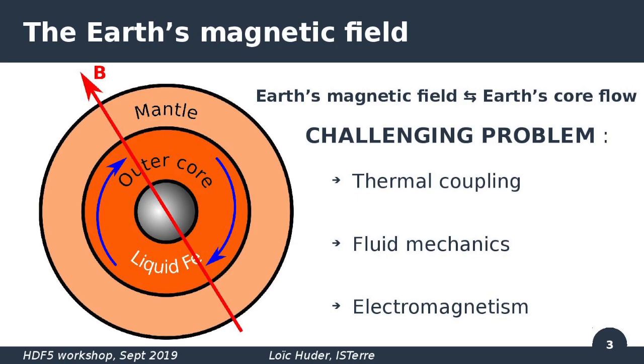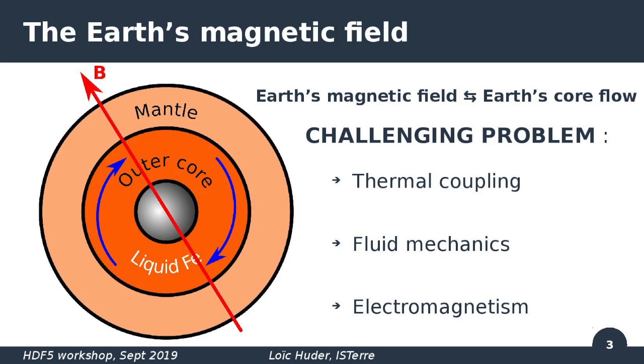And because this iron is conductive, it is carrying electrical current, and then it is generating a magnetic field in a process that we call the geodynamo. So this is the source of the Earth's magnetic field. And this is in fact a really challenging problem. If you want to study how the magnetic field evolves in time, if you want to forecast how it will evolve, then we need to know exactly how the flow will evolve, because this is the source of the Earth's magnetic field.